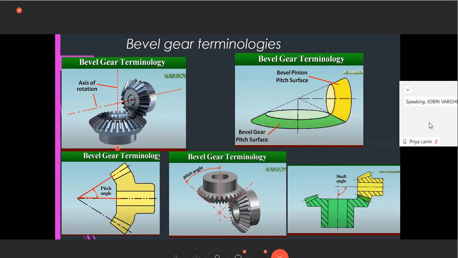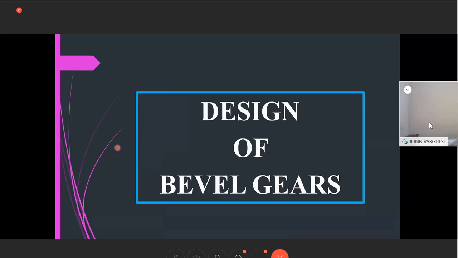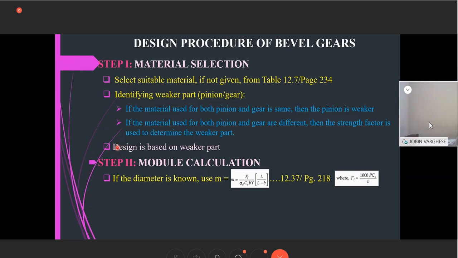Okay, we come into the design part here. So, design of bevel gears. Major things were, I think these things you can understand just by reading from this. The Malayalam conversation is not required at all in this case, right? So there are two design procedures of the bevel gears.